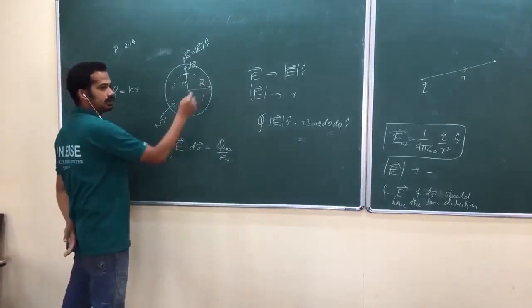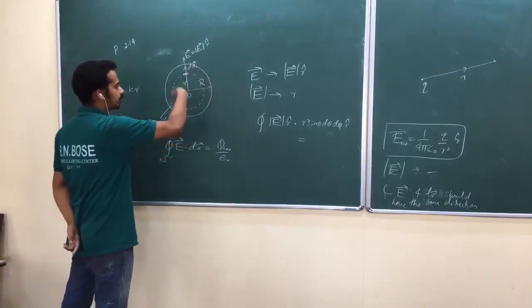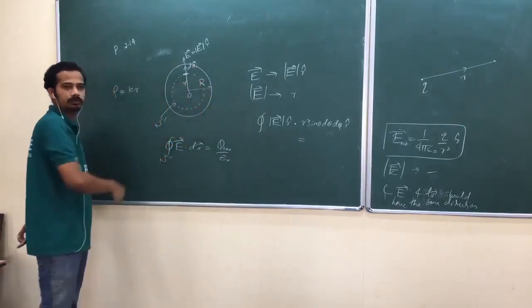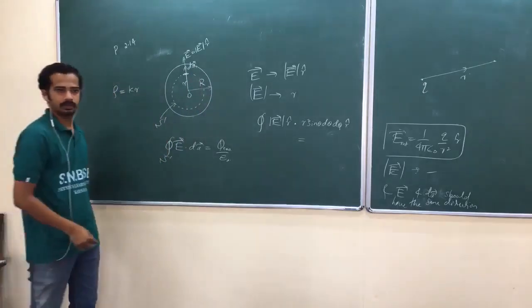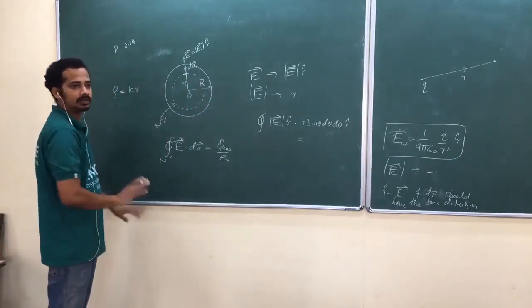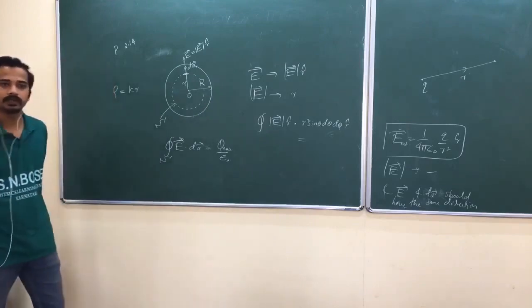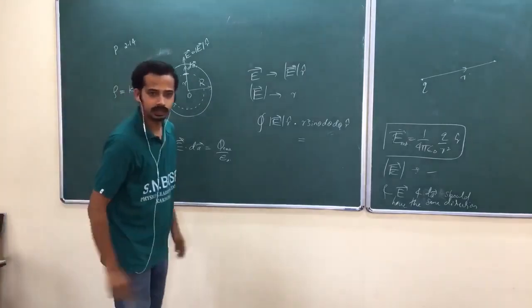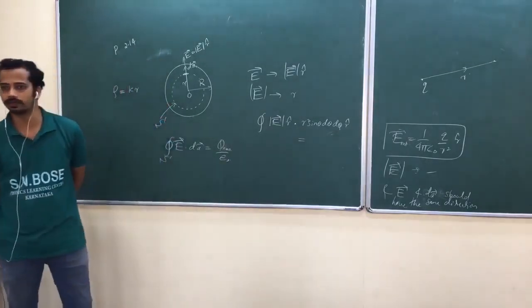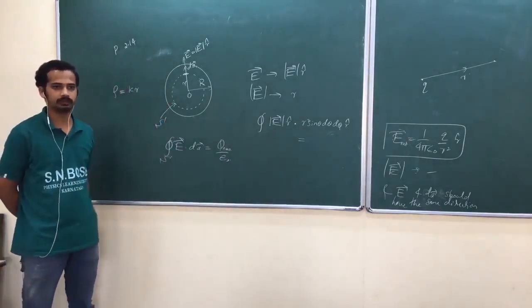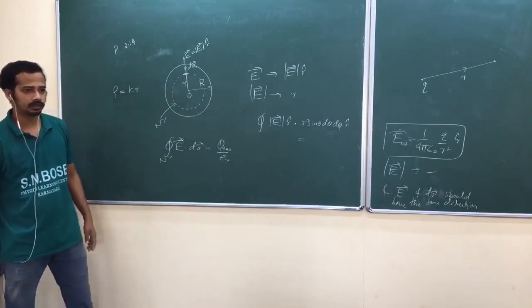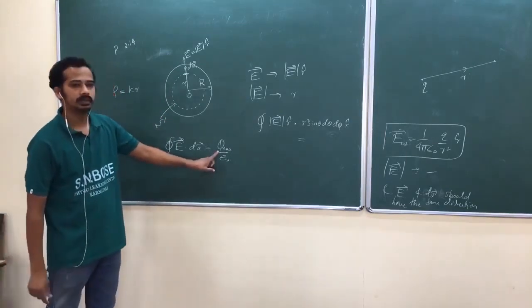Outside charges will generate an electric field. It will pass through the surface from one side and go out from the other side. Remember, that's why charges outside will never contribute to the net flux of any closed surface. Any closed surface you take, charges outside it will never contribute to its net flux. That's why you only have to concentrate on the net charge inside.